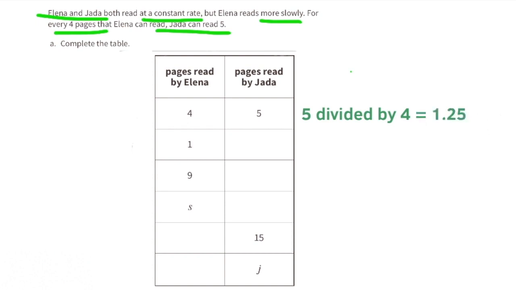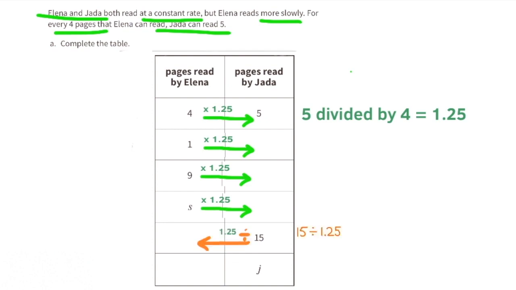reads 1.25 pages for every 1 page that Elena reads. We can multiply the number of pages that Elena reads by 1.25 to see how many pages Jada reads. And we can divide the number of pages Jada reads by 1.25 to see how many pages Elena reads. Elena reads 4/5 the amount of pages that Jada reads.